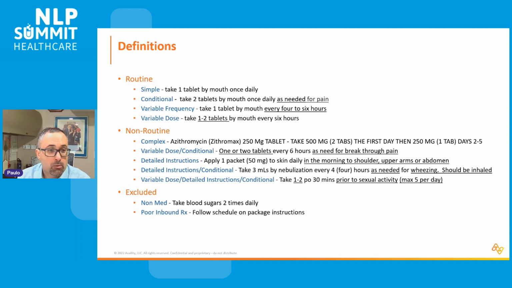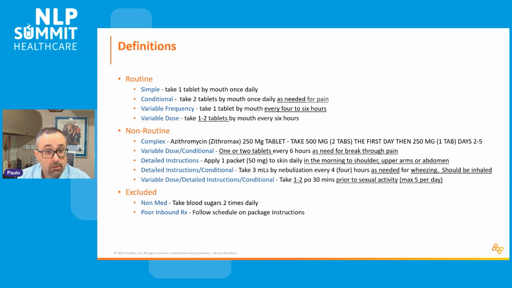And then I looked at non-routine prescriptions, things that were complex. Here's an example of azithromycin. So this is 250 milligrams. It's take 2 tablets the first day, and then 250 milligrams or 1 tablet days 2 through 5. Things that have variable dose and are conditional. In this case, you could see the 1 to 2 tablets and the as needed for breakthrough pain.